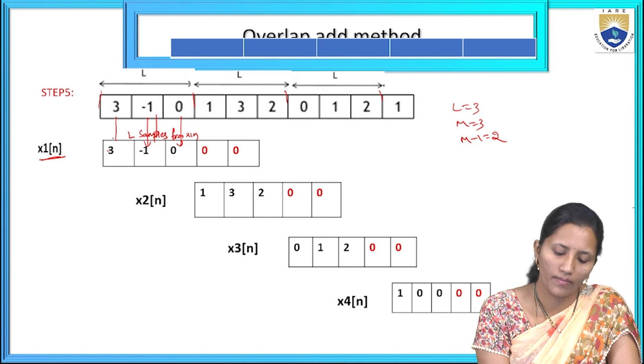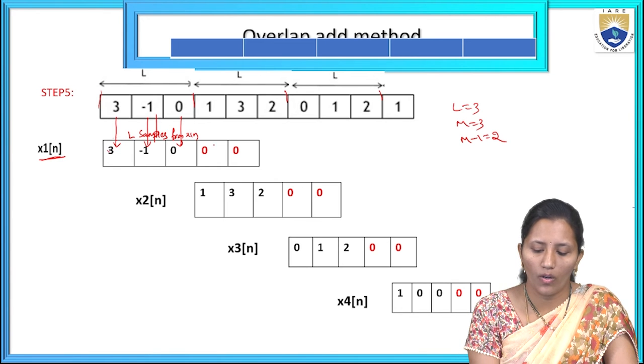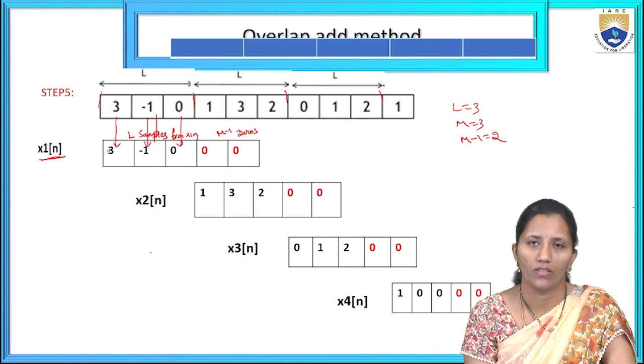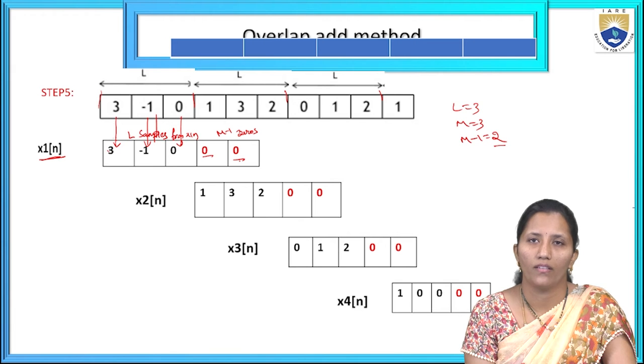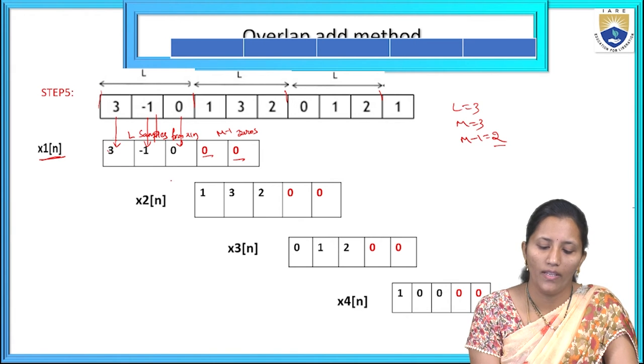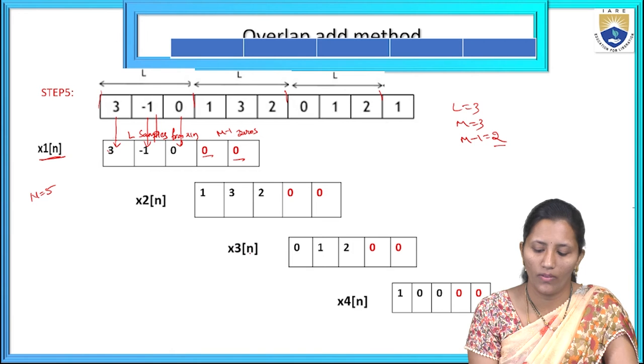This is followed by m minus 1 zeros. We have to add m minus 1 zeros. So m minus 1 is 2, so 2 zeros we added. So the total length should be equal. We assumed n is equal to 5, so each individual section block should contain 5 samples. So 3, minus 1, 0, 0, 0, which is equal to the length n equal to l plus m minus 1.